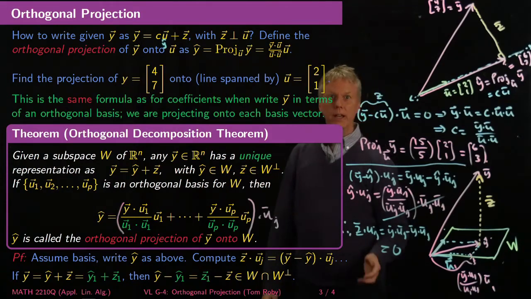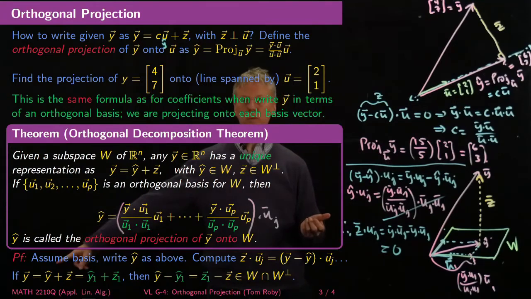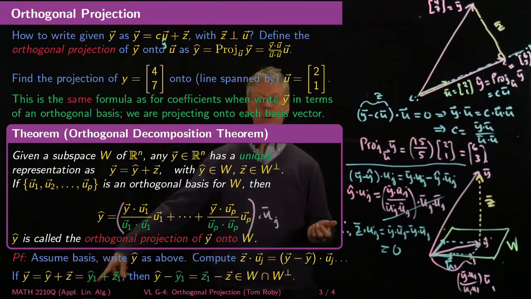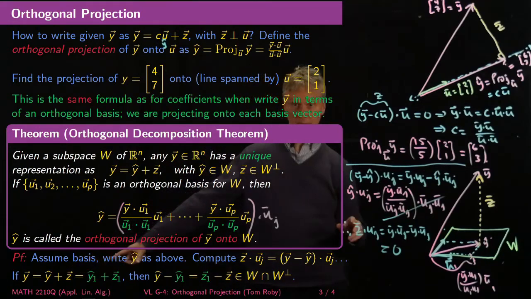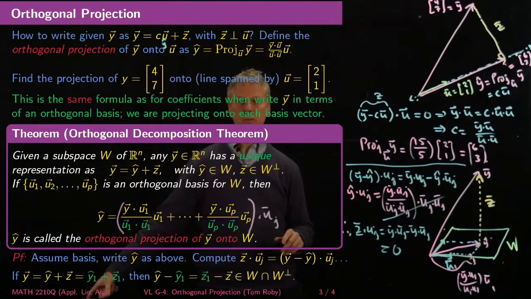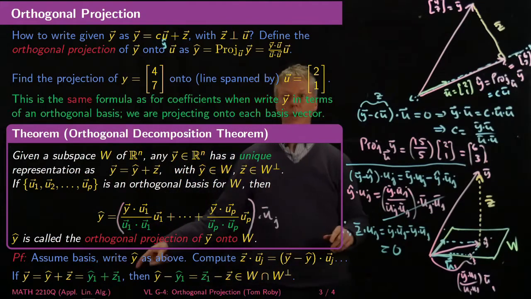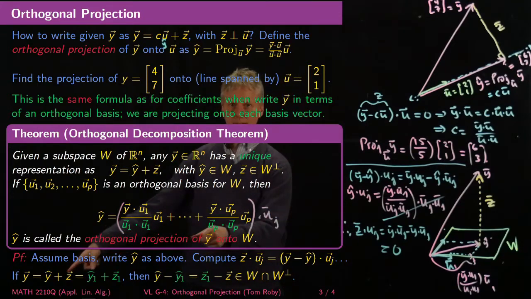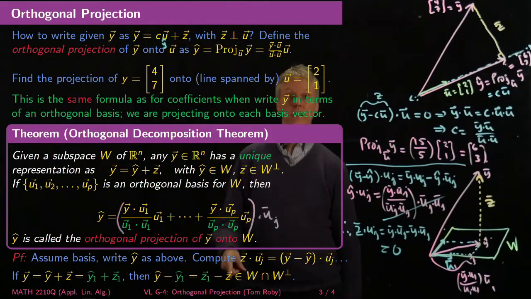To show uniqueness, it actually works better to just use these formal properties that we know. So if I could write y as y hat plus z, or as y1 hat plus z1, suppose I had two maybe different ways to write y in this form, two things which are perpendicular to one another. And one of them is in w, right? Well, I can rearrange this to say, OK, y hat minus y1 hat is equal to z1 minus z.